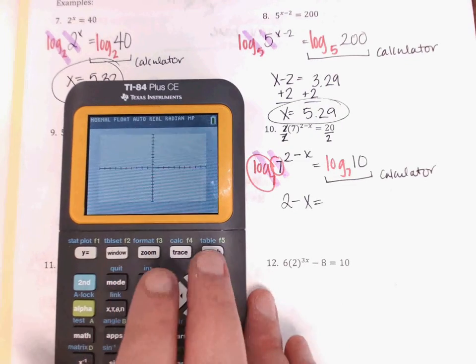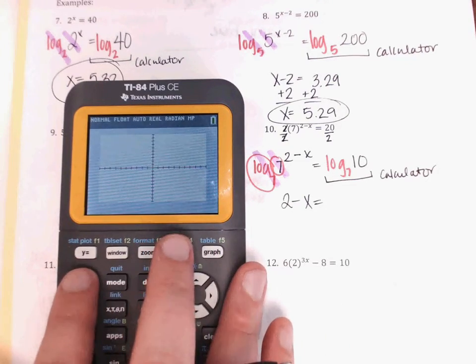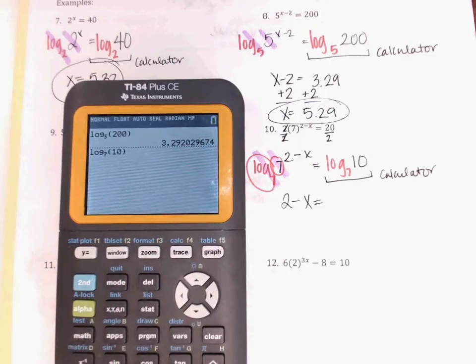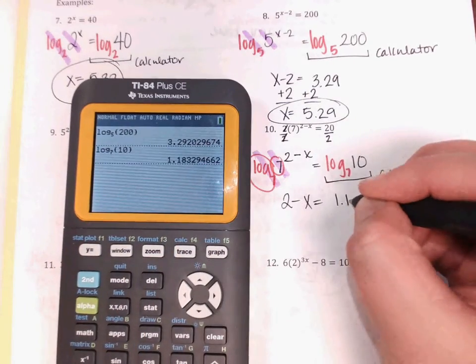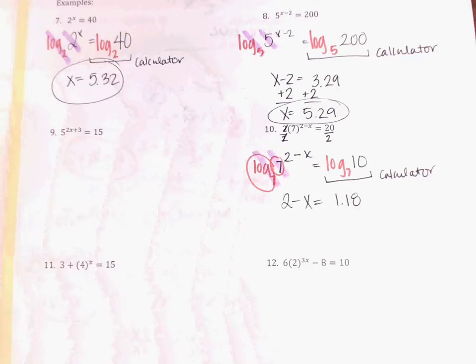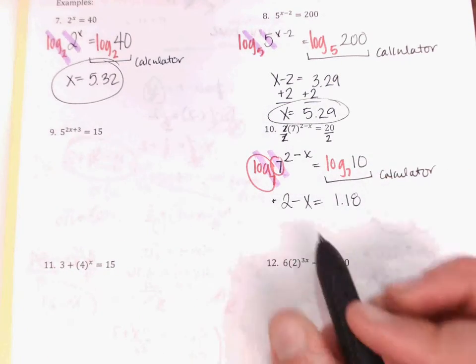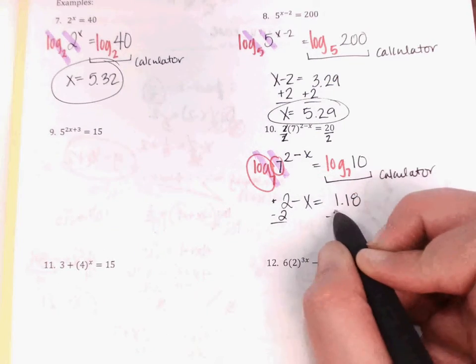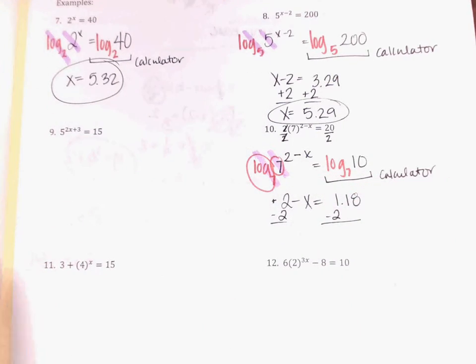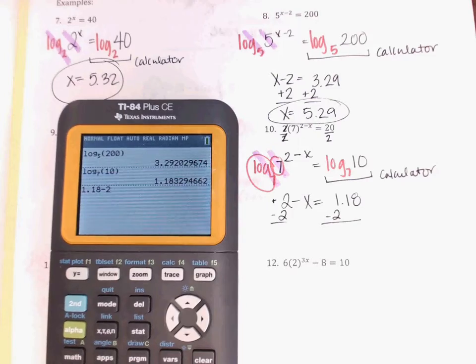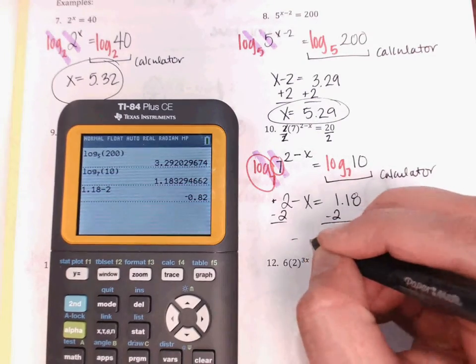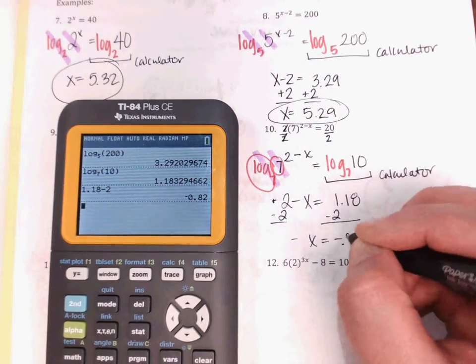Log 7 of 10, oops, I pushed graph. What is it? 1.18. Okay, yeah, 1.18. What do I do from there to get rid of the 2? Plus 2. Close. This is already actually a positive 2. So minus 2. 1.18 minus 2 gives me negative 0.82. Negative x equal to negative 0.82.